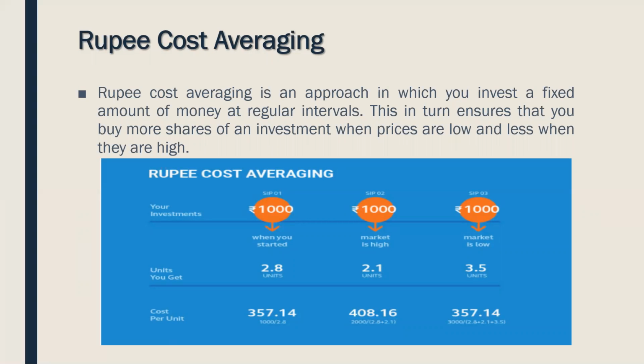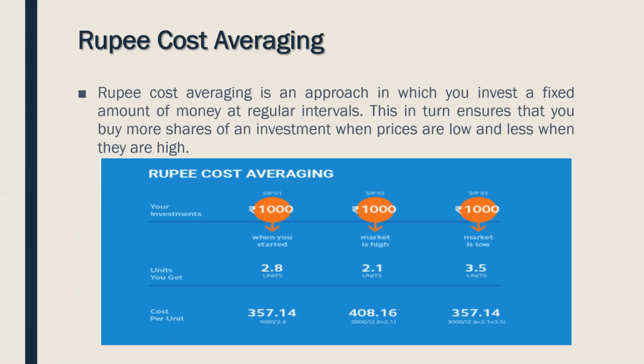The last one is rupee cost averaging. That is another one of the formula plans. So what is rupee cost averaging? It is an approach in which you invest a fixed amount of money at regular intervals. This in turn ensures that you buy more shares of an investment when the prices are low and fewer when they are high. See, this can be explained with the help of an example as shown in the figure. This figure has been taken from the internet, okay?